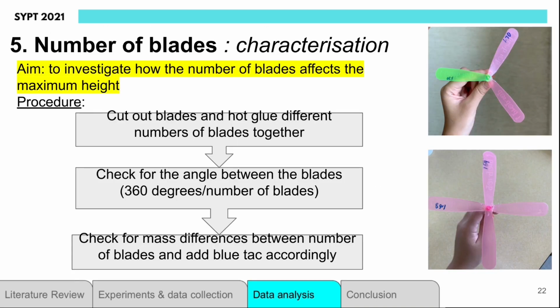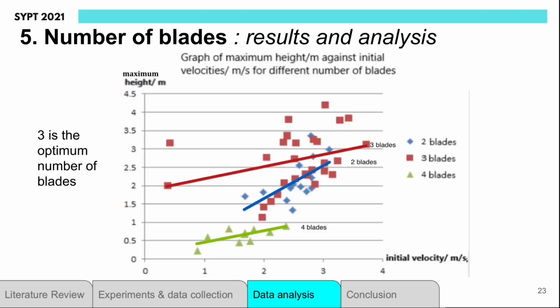In our fifth experiment, we investigated how the number of blades affects the maximum height. We cut our blades and hot glued different numbers of blades together while ensuring that the center of gravity is balanced by making the angle between each blade the same. Then, we checked for mass differences between the different hand helicopters and added blue tack accordingly to ensure that they are of the same mass.